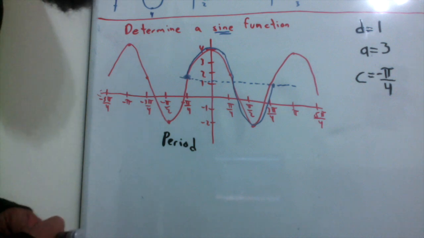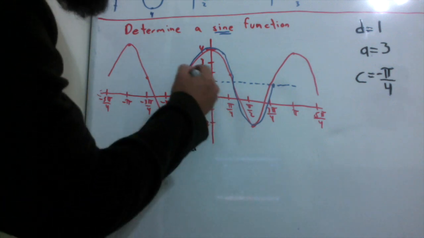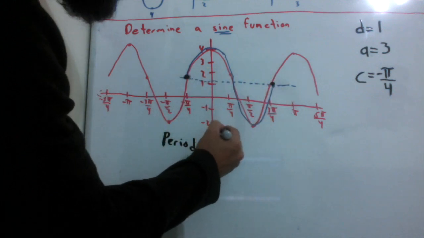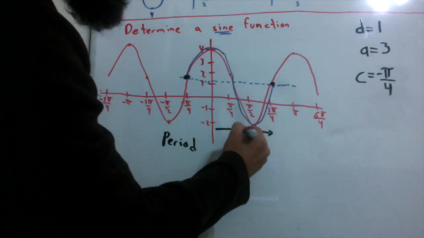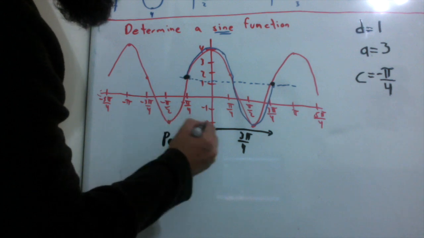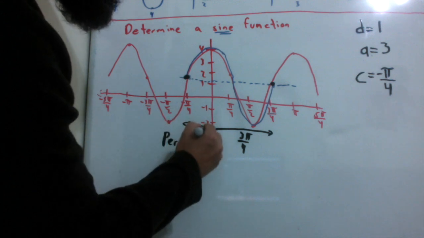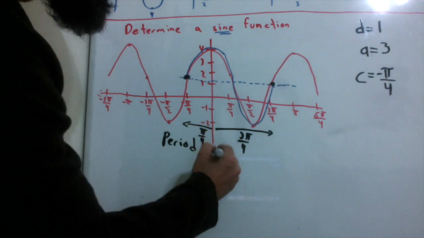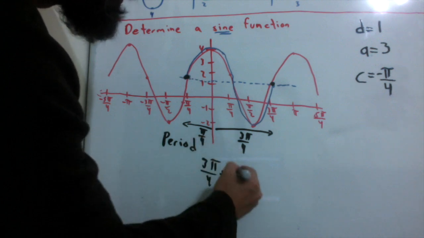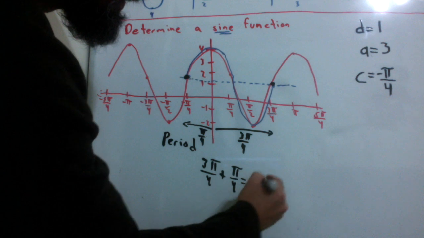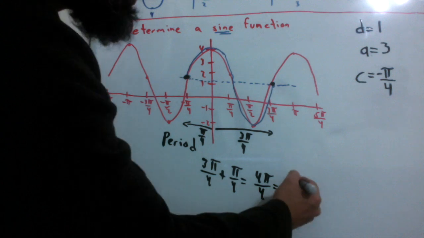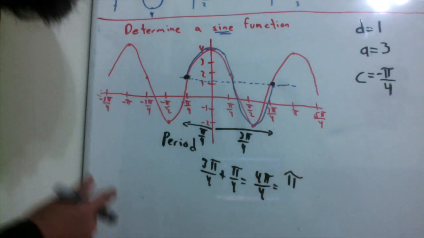Okay, now I'm going to find the period. The period is the distance from here to here. So if you see, from here to here we have 3 pi over 4, and the distance from here to here is pi over 4. So the period is going to be 3 pi over 4 plus pi over 4, and that is 4 pi over 4. So our period is pi.